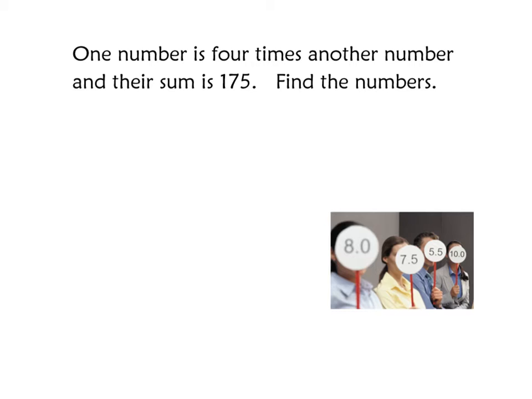So we're going to try another one of these. This time it says one number is 4 times another number, and their sum is 175. So I'm going to start with the second sentence first. So it says sum. I know that that means add. I don't know what the two numbers are. So again, I'm going to use x and y. And this basically tells me when I add x and y, the total is 175.